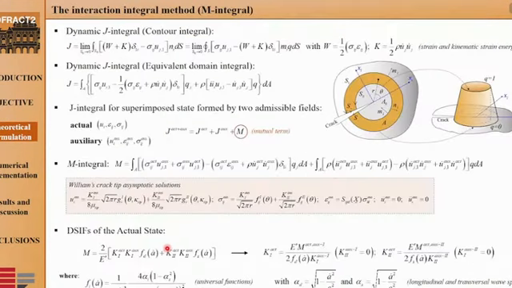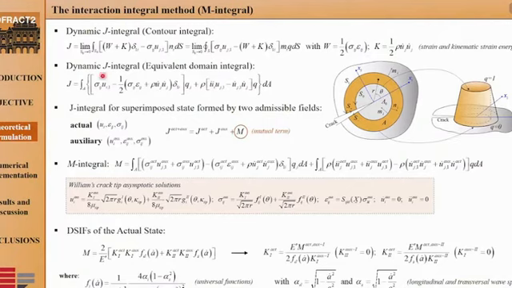So the interaction integral expression can be obtained starting from the definition of the dynamic J integral applied to a closed contour surrounding the crack tip. For computational reason, the J integral is converted in equivalent domain integral. Here, q is an arbitrary weight function which assumes a unit value at the tip and 0 on the other edge of the closed domain.